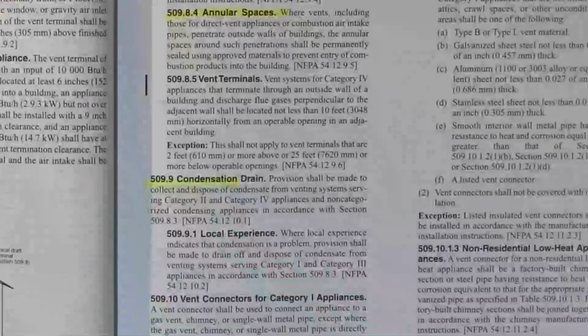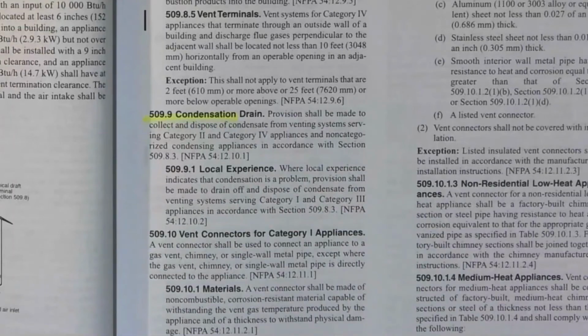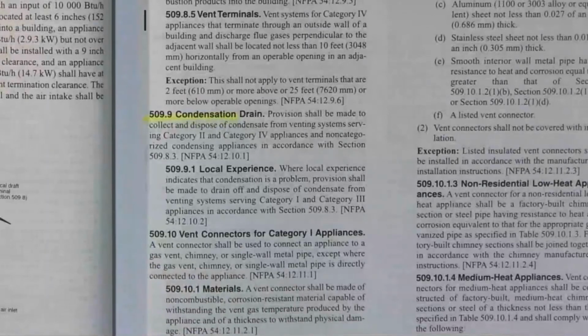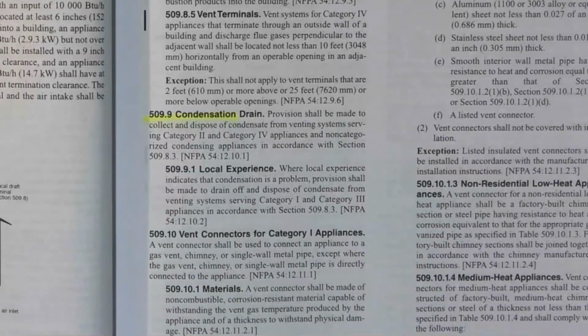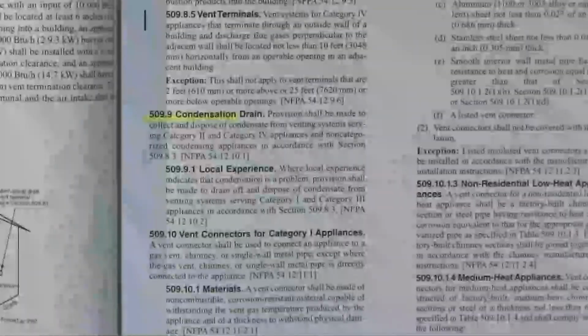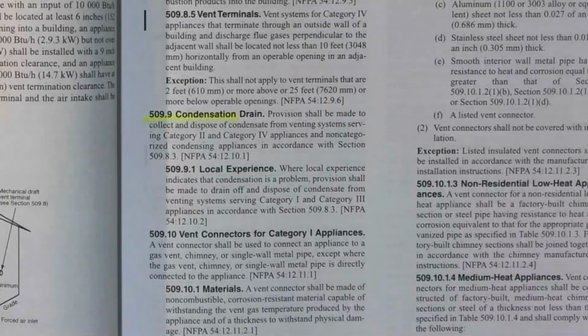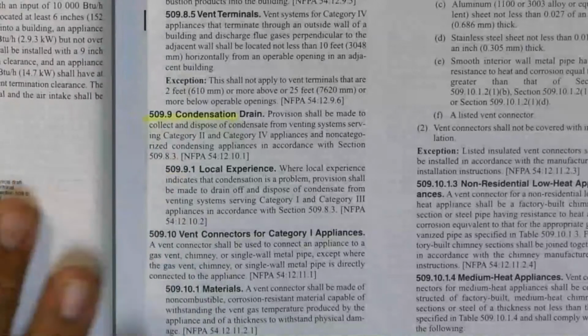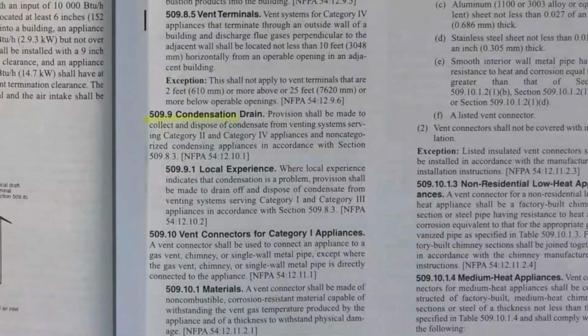The condensate drain. Provision shall be made to collect and dispose of condensate from venting systems serving a Category 2 and Category 4 appliance and non-categorized condensing appliances in accordance with Section 509.3. So a Category 2 water heater is the same as a Category 1, only that it is a higher efficiency creating condensate. Okay, and a Category 1 is really just your natural draft basic water heater. Okay, and so that's how you categorize your water heaters.